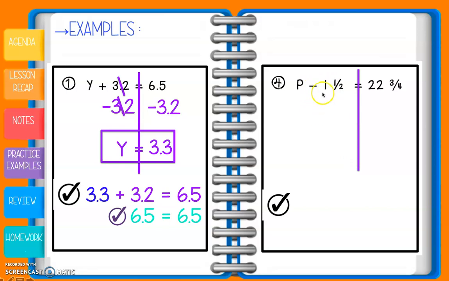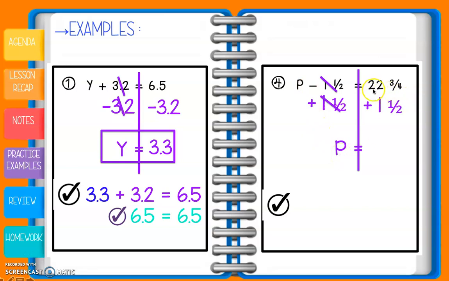I see a subtract 1 1/2, and so I know the opposite of that is going to be to add 1 1/2. That's what I need to cancel it out and get the p by itself. Whatever I do on the left, I've got to come over here and do the exact same thing on the right. So on the right, I'm also going to add 1 1/2. A minus 1 1/2 and a plus 1 1/2 cancel each other out, and I'm left with just my p, which is exactly what we wanted.